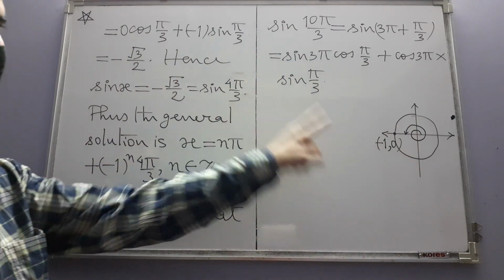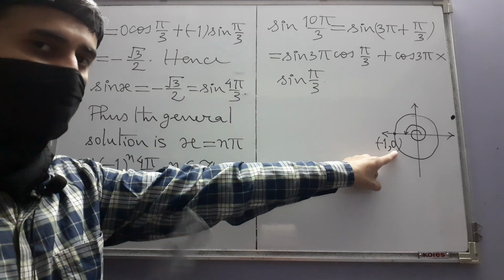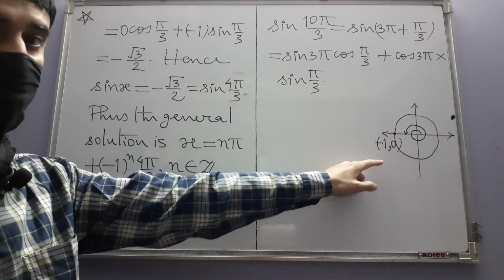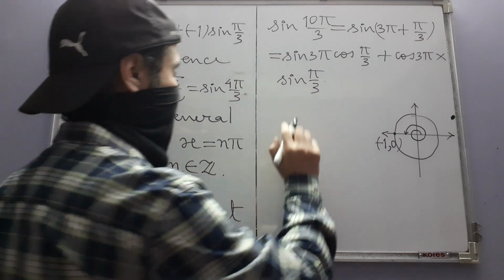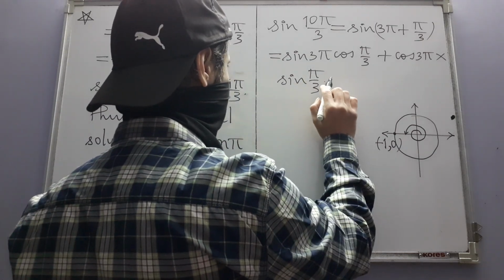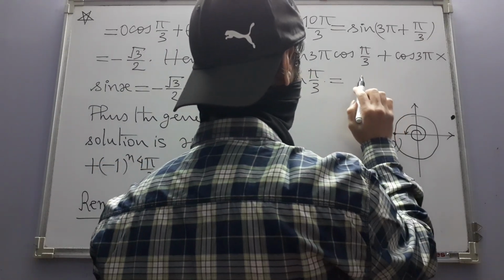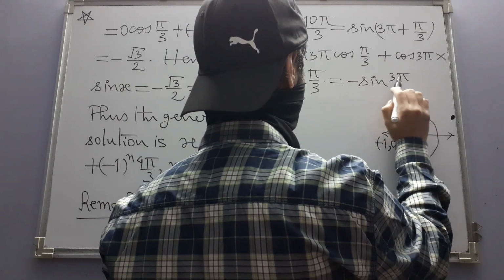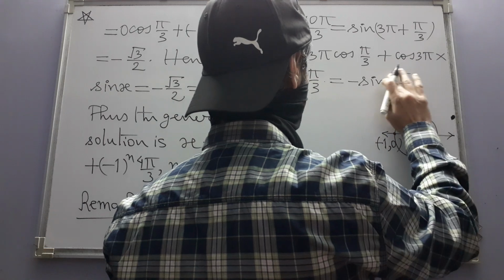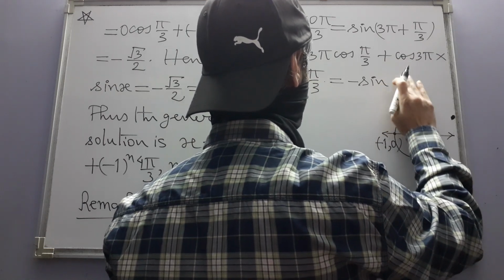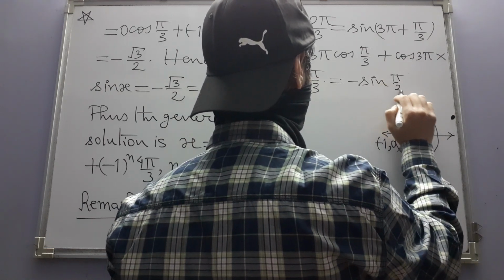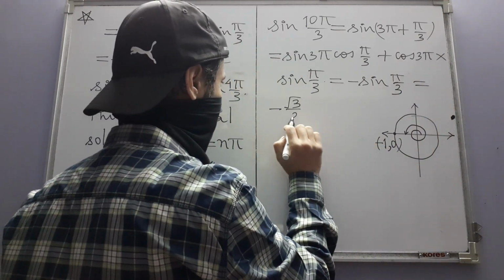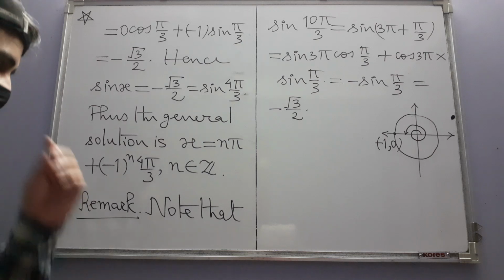So just like sine pi is 0, sine 3 pi is also 0. Just like cos pi is minus 1, cos 3 pi is also minus 1. So that is why this again becomes minus sine 3 pi, pi divided by 3. And this is minus root 3 over 2.